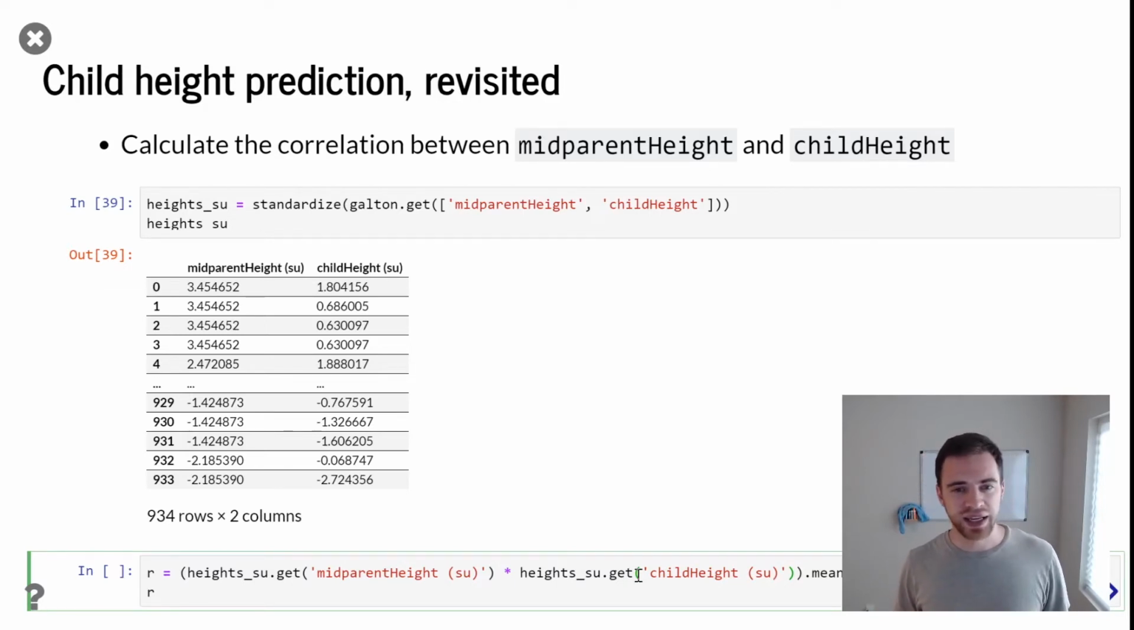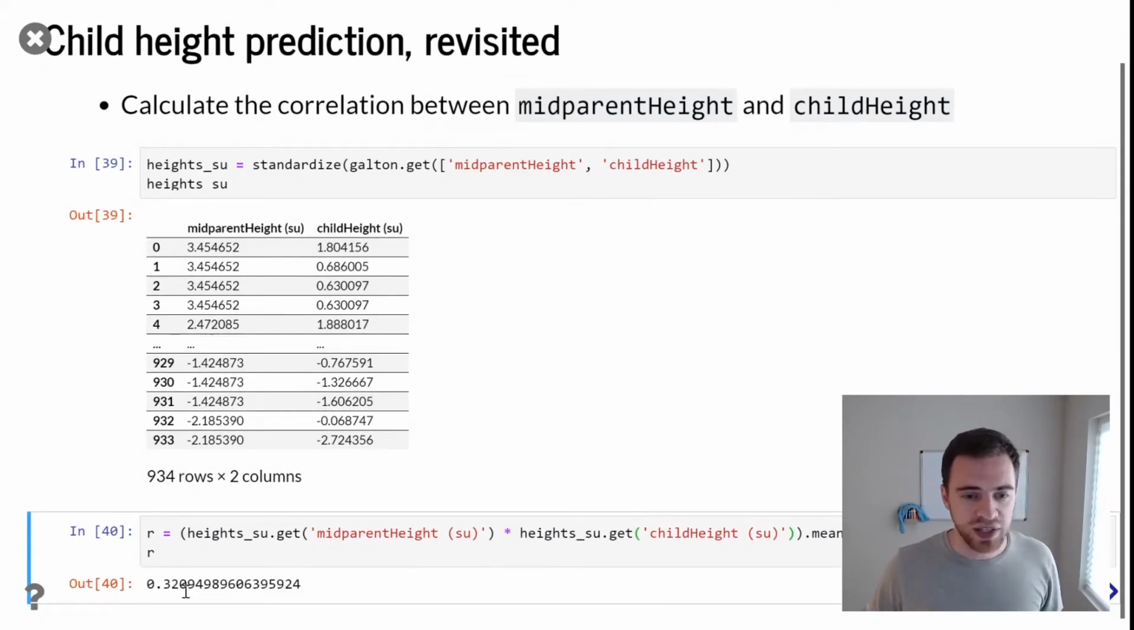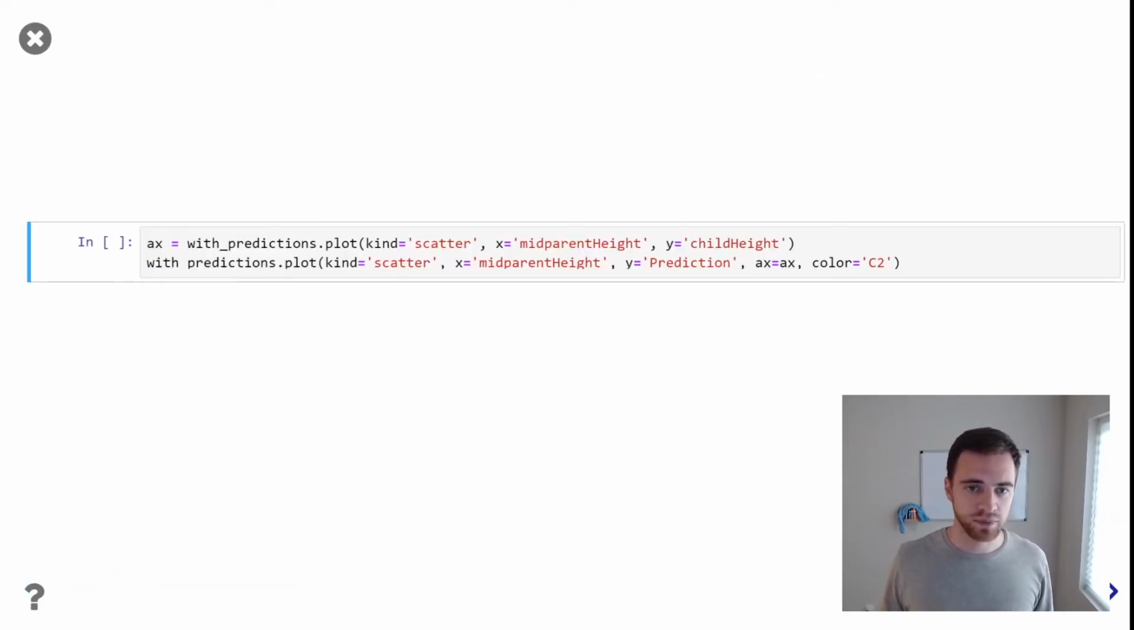But it isn't like knowing the mid-parent height tells us exactly what the child height will be. So I'm expecting a correlation coefficient that's positive, but is it going to be close to 1 or closer to 0? I think it'll be closer to 0 than to 1. So yeah, here it is, 0.32. That tells us we have what you might call a weak positive relationship. This is a correlation coefficient that's closer to 0 than it is to 1.